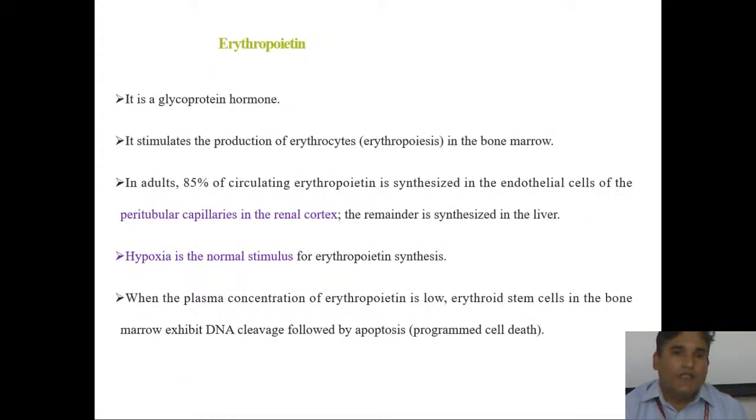Now comes erythropoietin. It is an endogenous glycoprotein hormone secreted by the peritubular capillaries in the cortical region of the kidney. About 80% is secreted by the kidney and 20% by the liver. Hypoxia is the basic stimulator of erythropoietin synthesis. Chronic deficiency of erythropoietin may lead to DNA cleavage followed by apoptosis of the erythroid stem cells of the bone marrow.